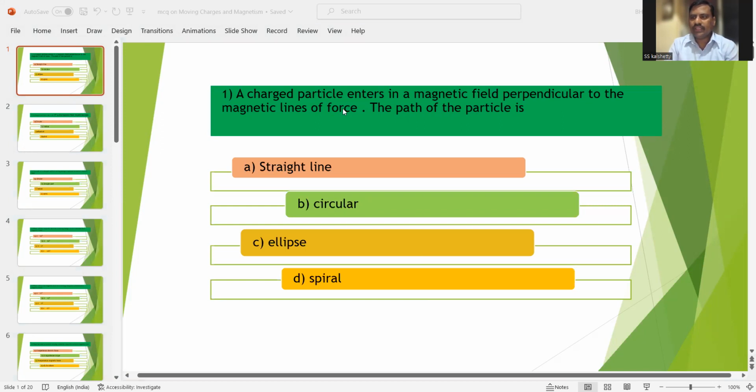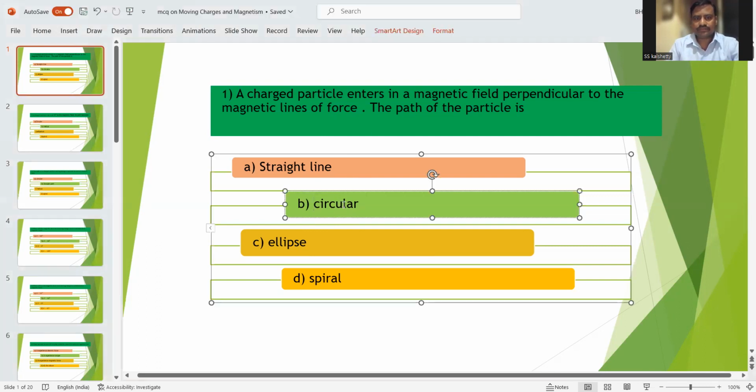Now, in theory class we discussed that when a charged particle enters a magnetic field perpendicular to the magnetic lines of force, no doubt it is a circular path. First option is straight line, second option is circular, C option is ellipse, and D option is spiral. So the right answer is option B. Now we move on to the second question.